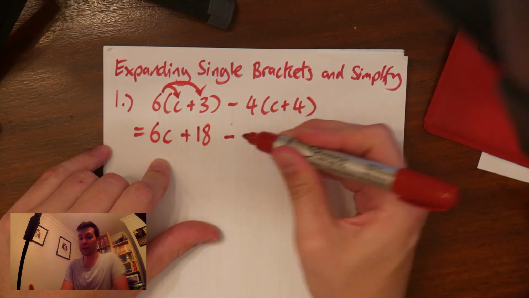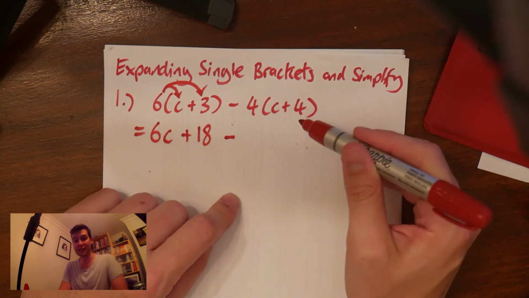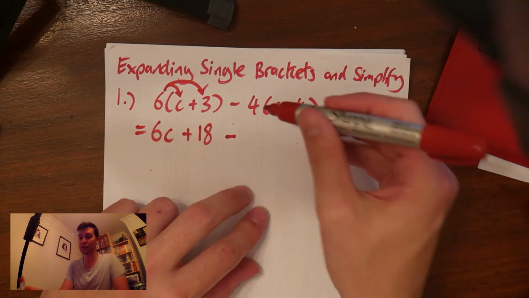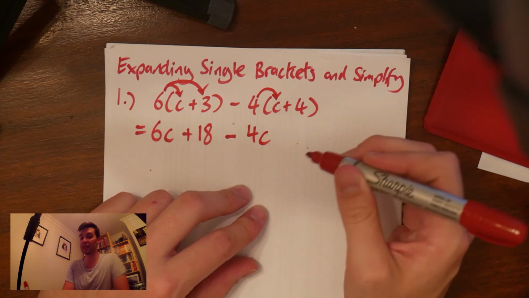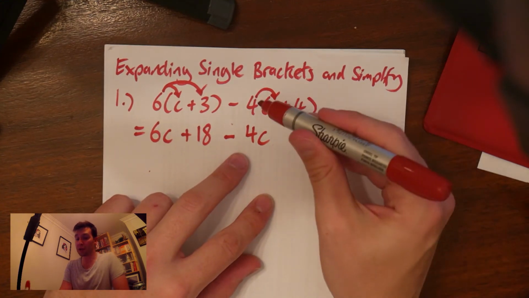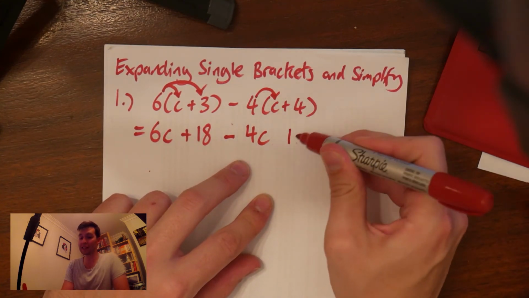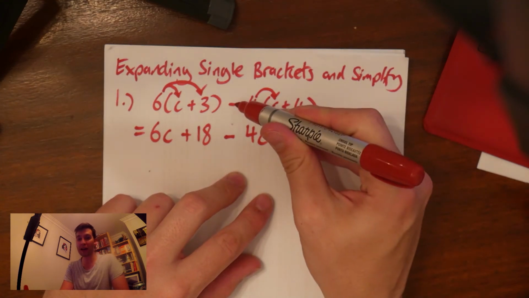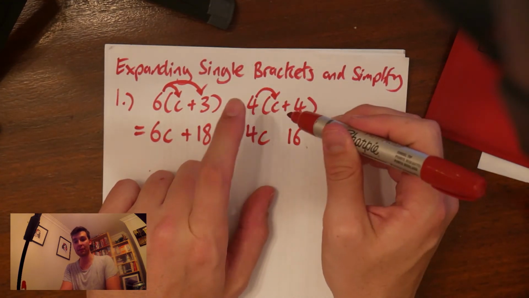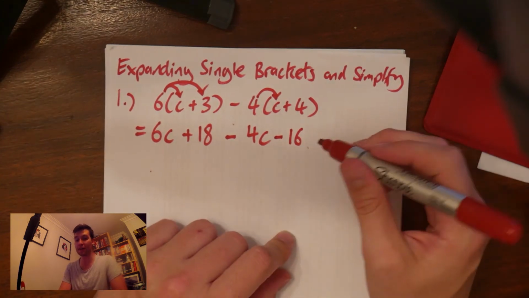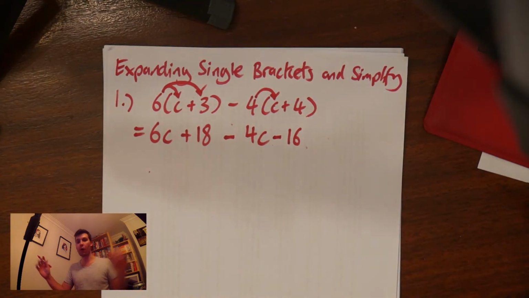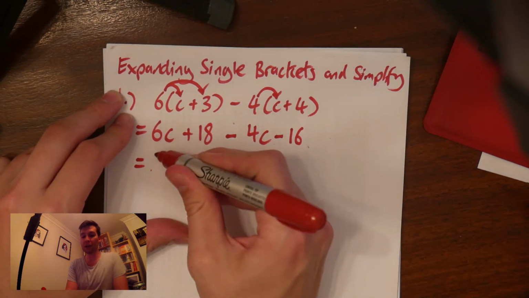Then we're going to take away everything that we find in the second bracket because there's a negative sign in front of it. So 4 lots of C is 4C, it's 4 times C. But we're also going to do 4 times 4, which is 16. But because we're taking away everything that's part of this single bracket just here, we're actually going to subtract that 16 as part of our bigger equation. So now we can put the like terms together.